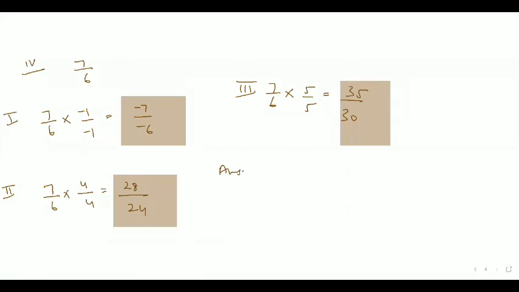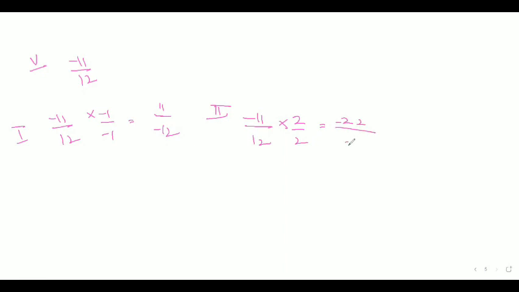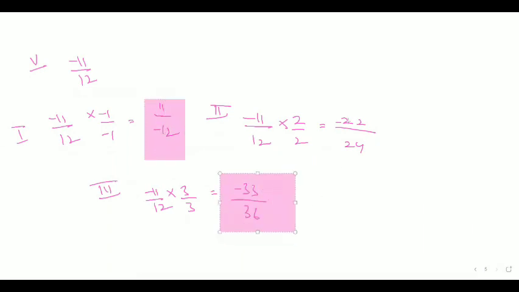Last part. Fifth part, we have to find the equivalent fraction of minus 11 by 12. So first equivalent fraction of minus 11 by 12 would be 11 by minus 12. Second equivalent fraction would be 22 by 24, and third equivalent fraction would be 33 by 36. So these three are the equivalent fractions of minus 11 by 12. Hope all the parts of question number 3 are clear.